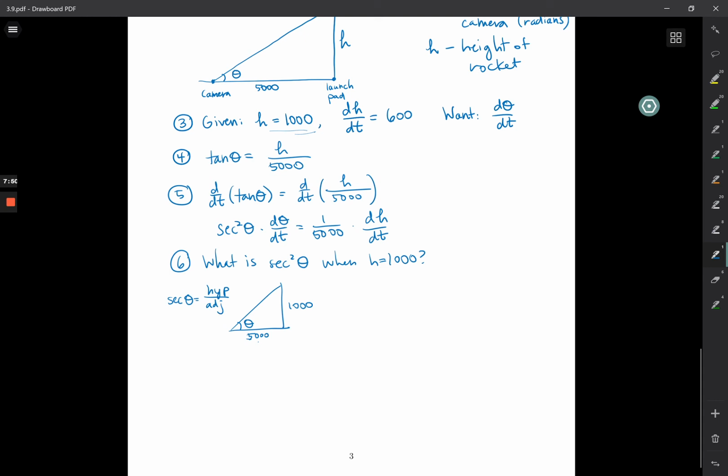If we want to figure out what the value of secant of theta is, we just need to figure out what the hypotenuse is, because we already know the value of the adjacent side is equal to 5,000. So it's just a matter of figuring out what that is. So I'm going to label that x, and we want to solve for x in order to figure out what secant of theta is, right? And since this is a right triangle, we can use the Pythagorean theorem to figure this out.